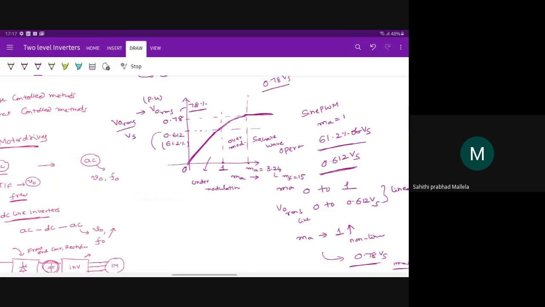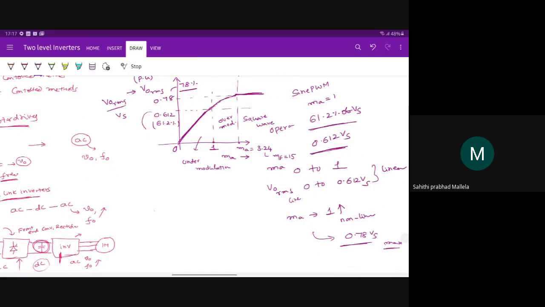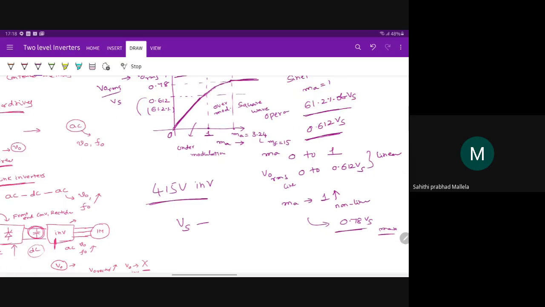Now the question is, you are designing a three-phase 415 volt inverter, right? What should be the value of Vs when the inverter is operating in sine PWM mode? When the inverter is operating in sine PWM mode, what should be the value of Vs? So that is 415 divided by 0.612. Okay, you need to select a Vs, right? Sorry, not Vs.